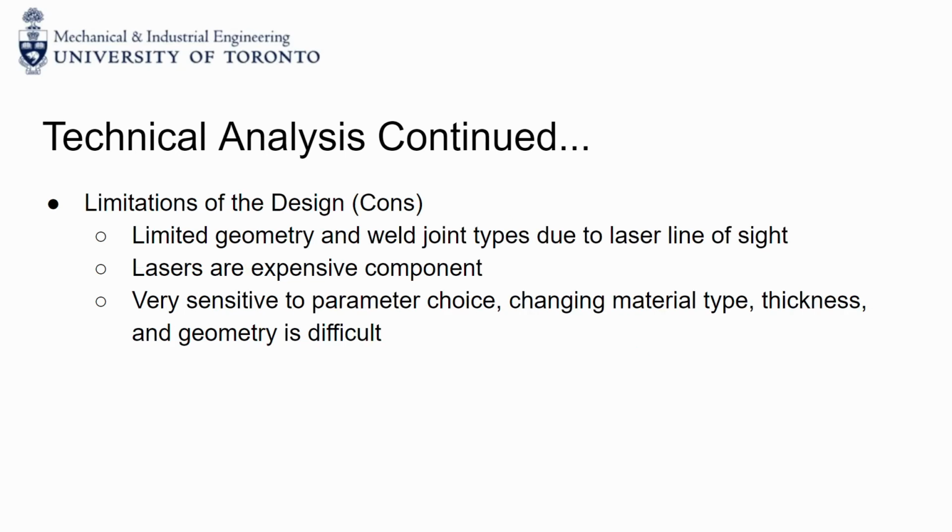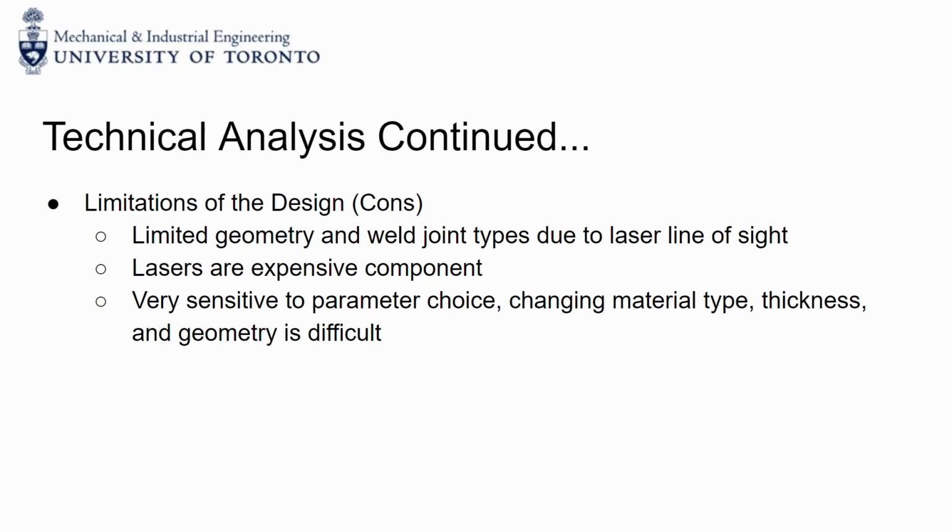So some limitations, and there are pretty major limitations. So first is that by adding lasers, we are limiting the geometry and the joint types that you're able to make with the friction stir welding, just because there needs to be a line of sight with the laser, so we lose some of that flexibility of friction stir welding. Second, lasers are expensive components, so whatever money you save by being able to have higher throughput because you have higher weld travel speeds, you have to compare that to the cost of maintaining those lasers.